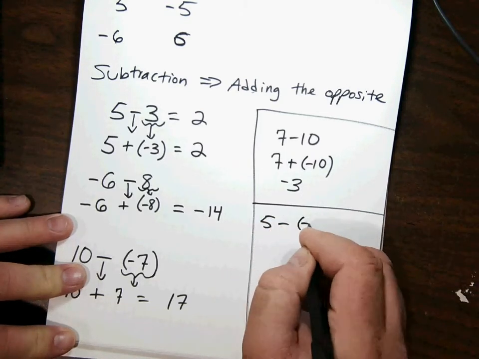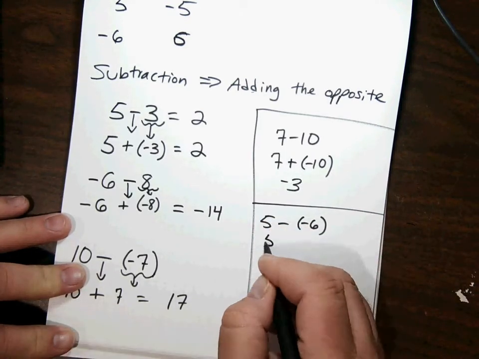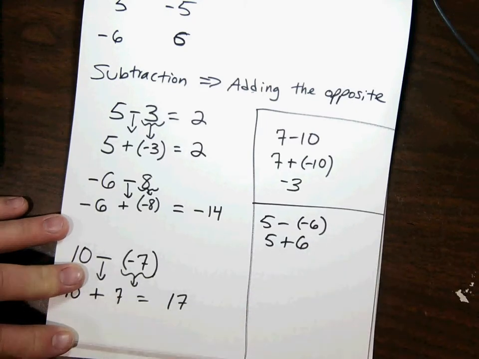5 minus a -6. Minus negative is our best friend. It becomes plus positive. This one we don't have to think about because it's all positive. Nice pretty 11.